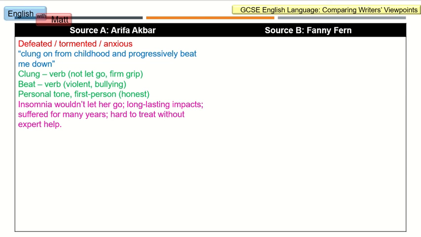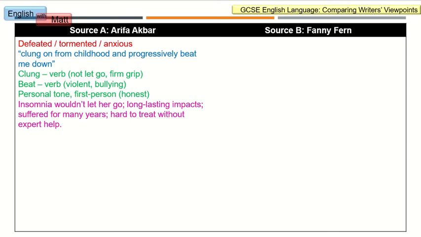So we have Akbar and Fern here, two ladies who are both expressing particular attitudes and perspectives about sleep or the lack of it. So one of the things that Akbar says is she clung on from childhood and progressively beat me down. So this is describing the lack of sleep, insomnia. It clung on from childhood and progressively beat me down. So we've got some methods there in green: clung, beat, and the fact it's quite a personal first person perspective, which means it's quite honest.